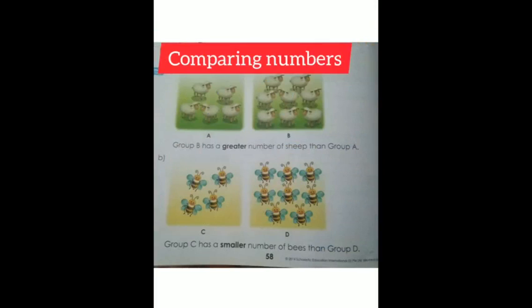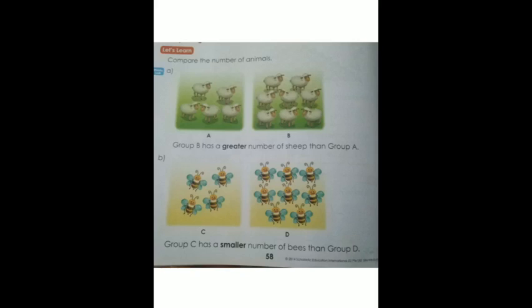Next topic is comparing numbers. Look at the two sets of boxes. The first box is considered as A. The second box is considered as B. How many sheep are there in box A? 5. How many sheep are there in box B? 8. From 5 and 8, which is greater?